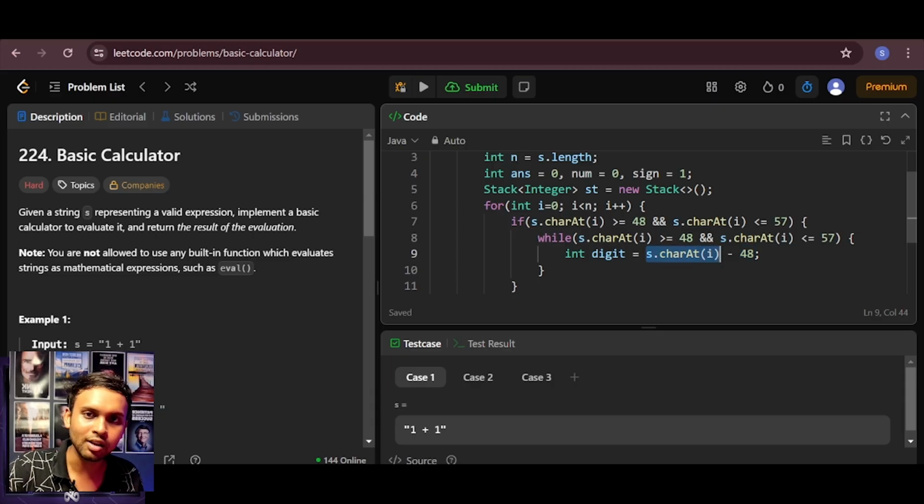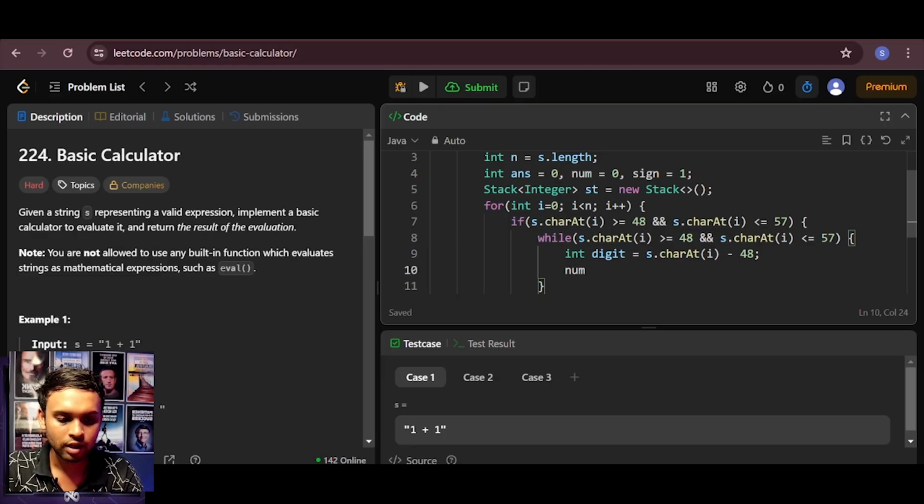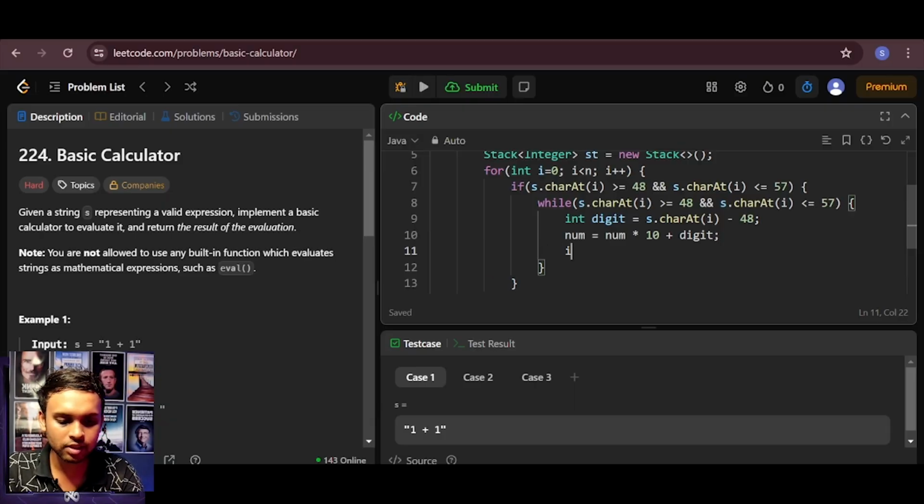If it is 1, then the ASCII value will be 49. So 49 minus 48 will give me 1, which will be stored in this digit. Once the digit is formed, I should do num equals num times 10 plus the digit, right? This is how we form the number. And after that, I will just do i plus plus over here only. Why? Because I want to form the whole number over here only, in between this while, right?